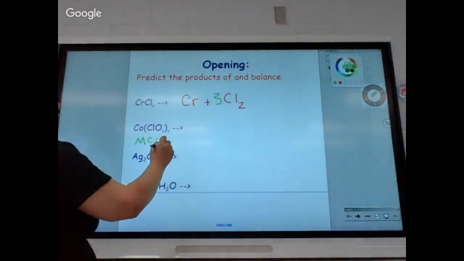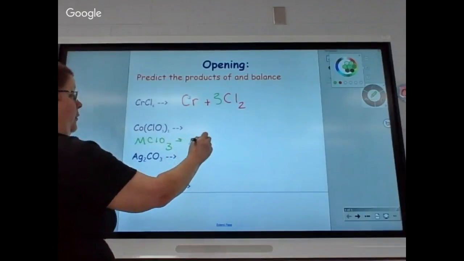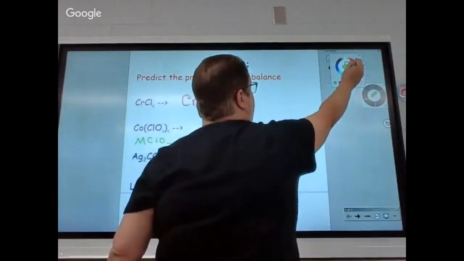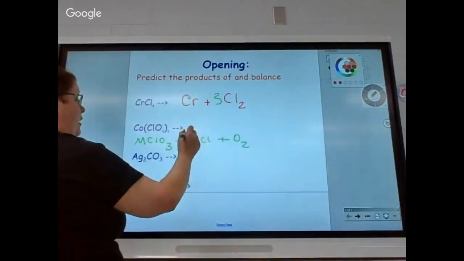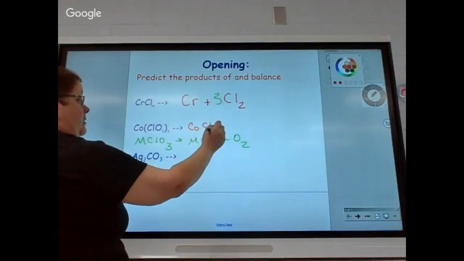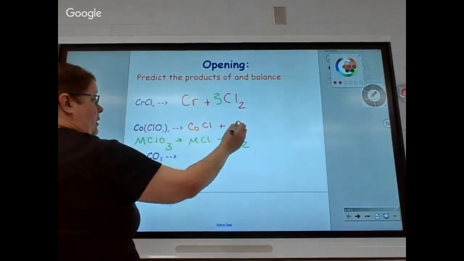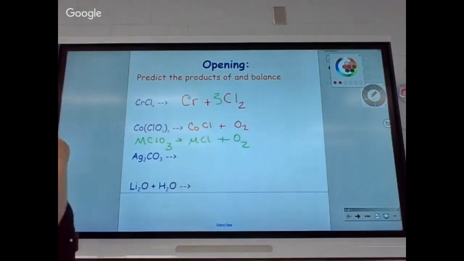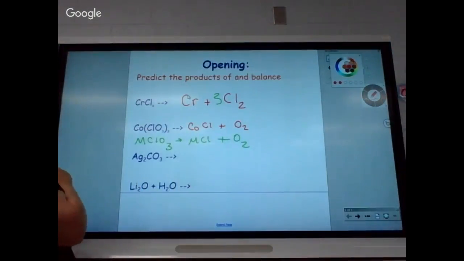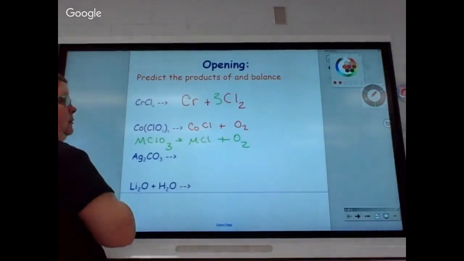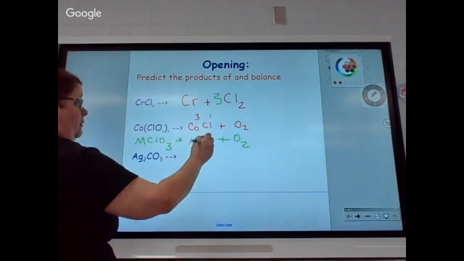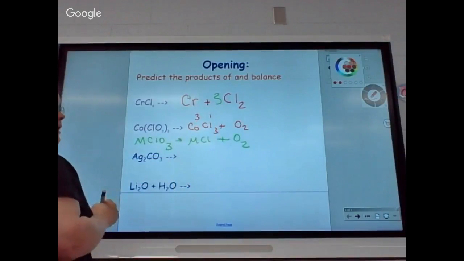All right, so what's it going to look like for a formula if it's a metallic chlorate? It's MClO3, and you get MCl plus O2, right? So if we have that, what are we going to wind up with over here? CO plus O2. Now, that's a compound. What do we always do in a compound? Switch the oxidation numbers. What's cobalt's oxidation number? 3. What's chlorine's? 1. We get a 3 there. Everybody okay with that? Yeah.